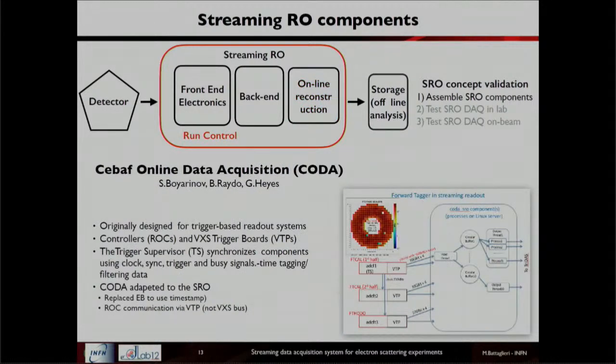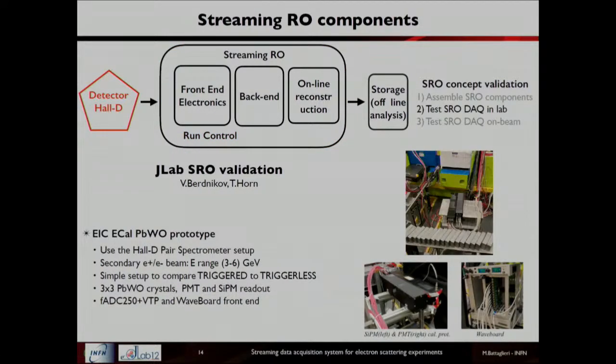Then everything was controlled and coordinated by run control, using CODA online data acquisition. That was just changed and organized to also use streaming readout. Normally at Jefferson Lab, all experiments are triggered, so this was something new.